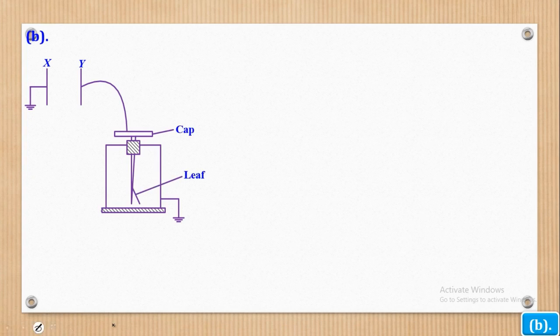So in this case, the gold leaf electroscope must be earthed. So one should be keen on when to earth and when not to earth.